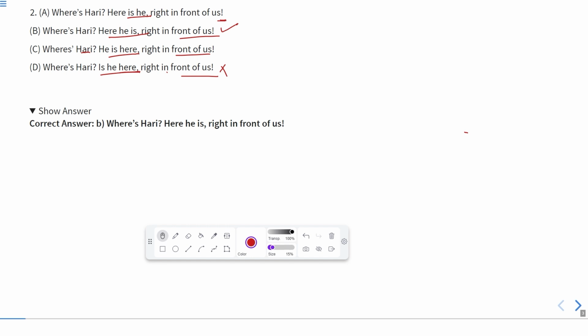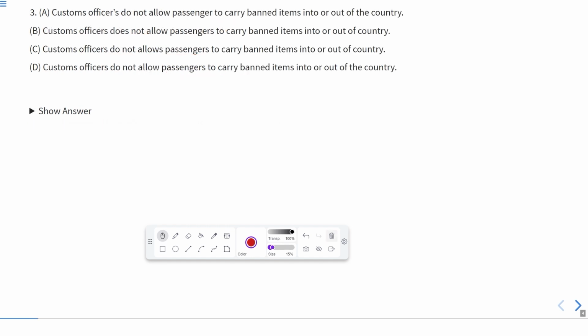Okay, now let us move to the next one. So let us see the sentence. Again, there are 4 sentences. We have to look for the correct option. The first one is, "Customs officers do not allow passenger to carry banned items into or out of the country." Now, if you look at the sentence carefully, it is written officers. If we write apostrophe s, that shows possession. Here we are talking about officers in plural case. Therefore, this first sentence is incorrect.